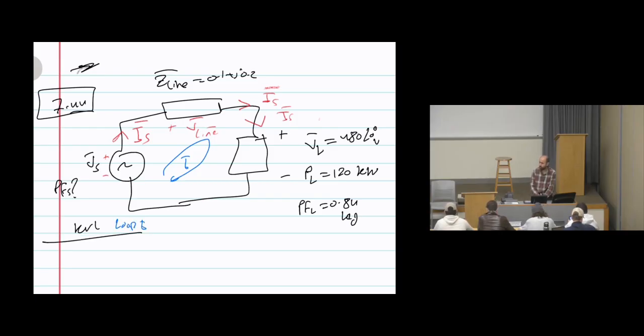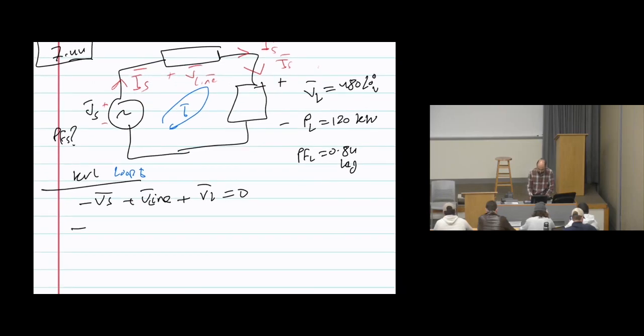Start from the left bottom corner, then travel clockwise. It's going to be negative V source plus V line, and don't forget the bars because all of them are complex quantities, plus V load bar equal to 0. Now, V source is unknown. V line is actually I times Z, which is Ohm's law.